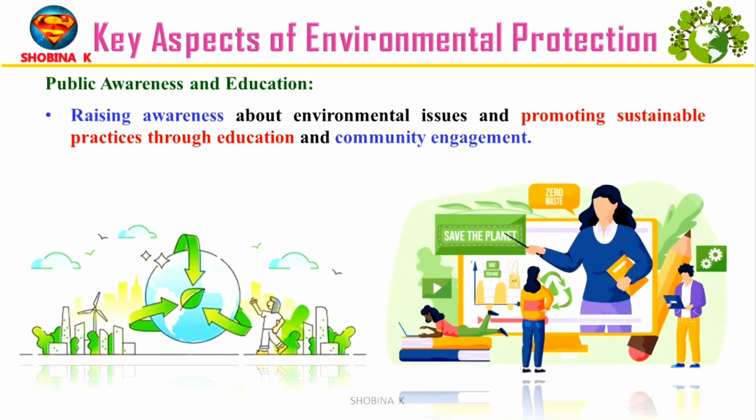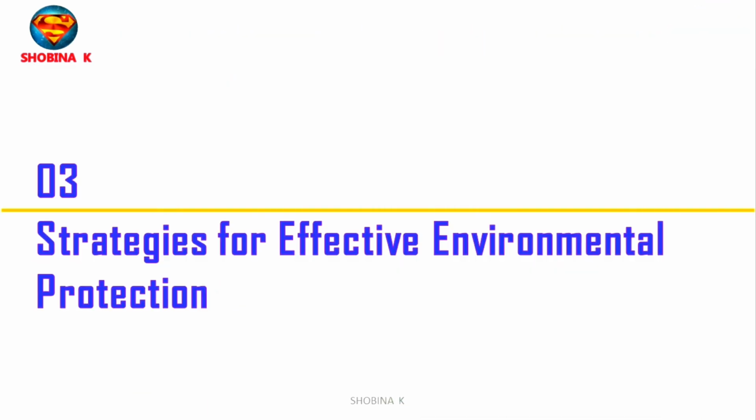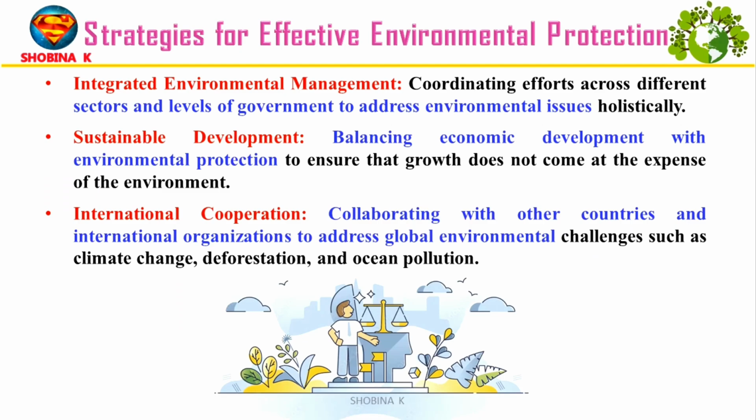Public awareness and education teach people about environmental problems, encourage them to adopt sustainable habits, and engage with communities to protect the environment. Now let's understand the strategies for effective environmental protection. We have 6 key strategies for effective environmental protection. These are plans of action aimed at safeguarding the environment and promoting sustainability.